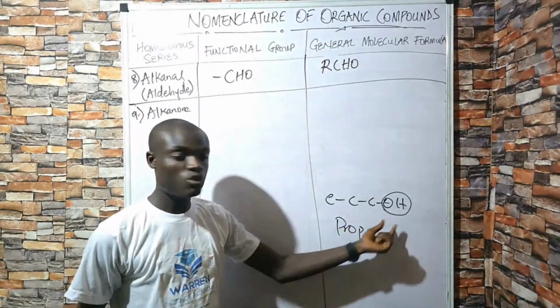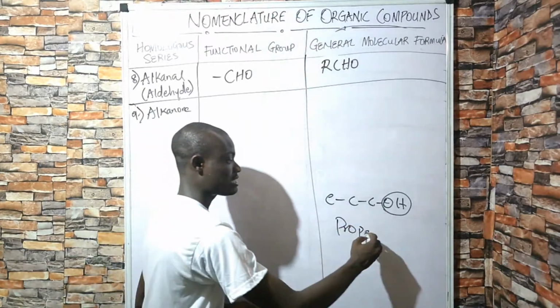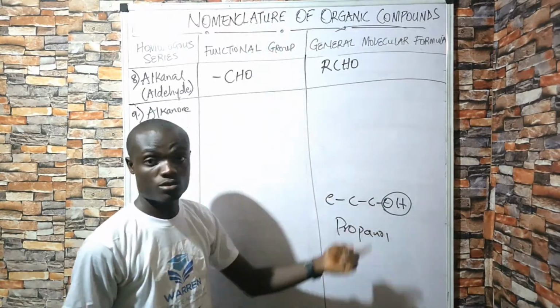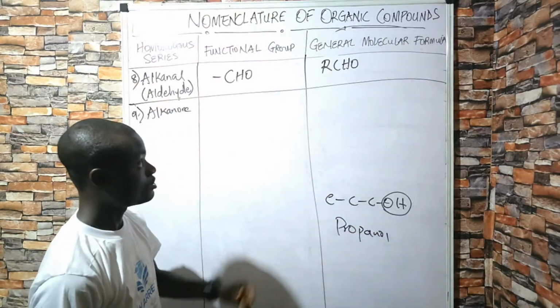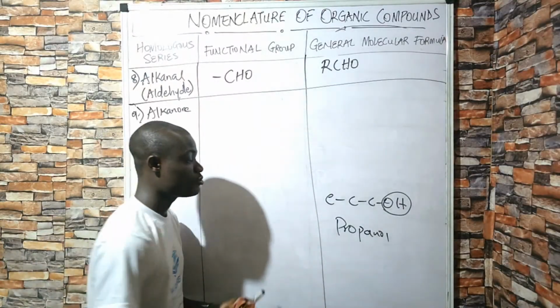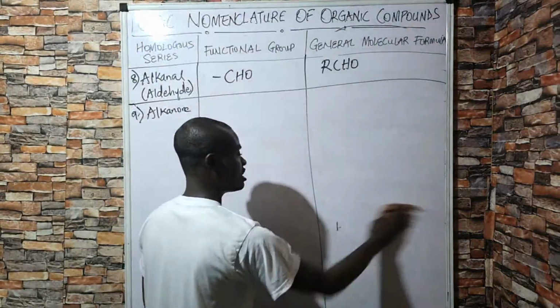Then the alkanol adds the suffix -anol. So you've named the compound propanol with all the hydrogen included. So take note of that. It is very, very important to know the various functional groups of each of the families. So now let's move on.